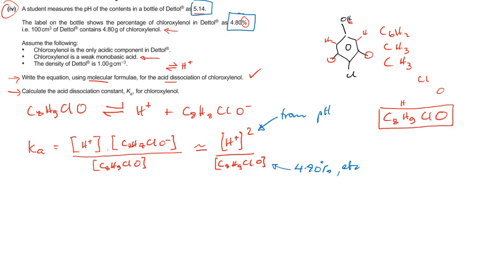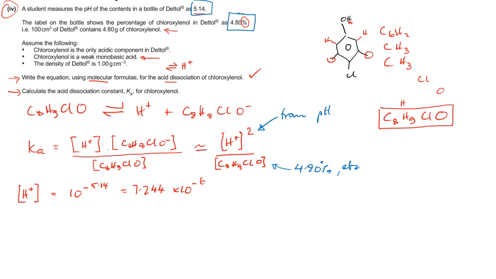So let's write it out, going back to writing it out like we might do on an exam paper. Your hydrogen ion concentration, let's do that one first. That's going to be equal to 10 to the minus pH. The pH is 5.14, and that comes out at 7.244 times 10 to the minus 6. Okay, so we've got our numerator now.